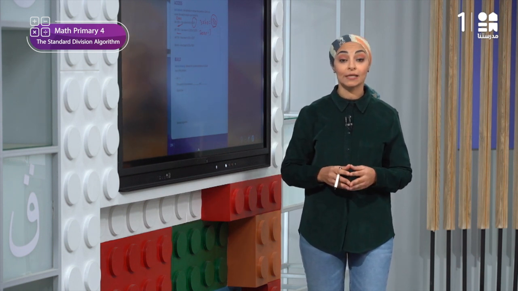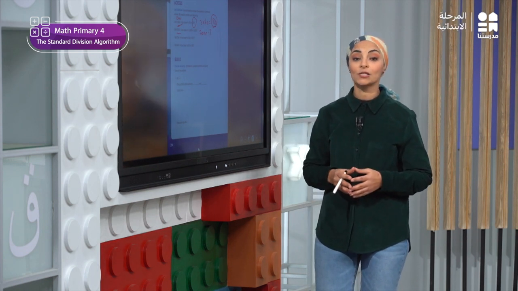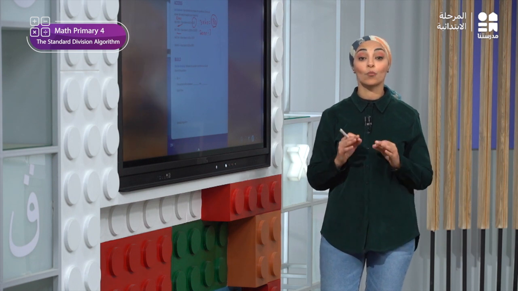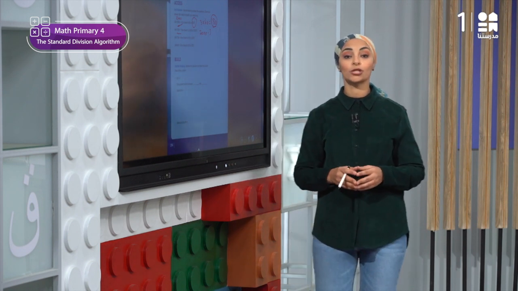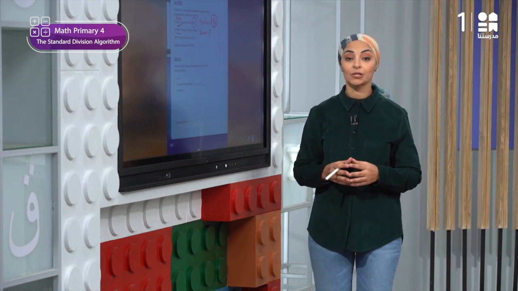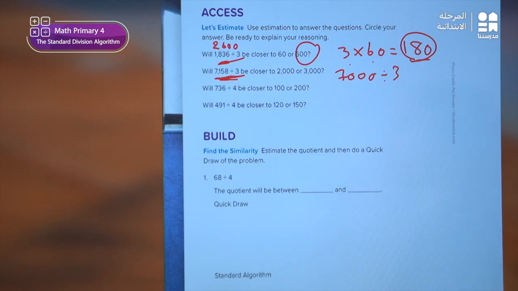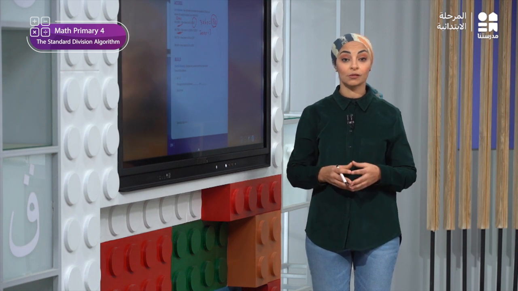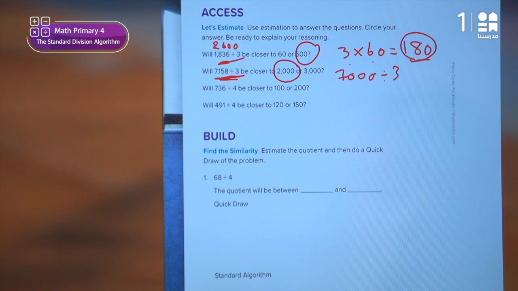It will be 6 because 2 times 3 gives me 6, right? And since we are dividing 7000, يبقى the most suitable multiple of 3 will be 6000, right? طيب the quotient of dividing it by 3 will be 2000. Then the answer of 7185 divided by 3 هيبقى closer to what? 2000 ولا 3000? Of course, it will be closer to 2000.